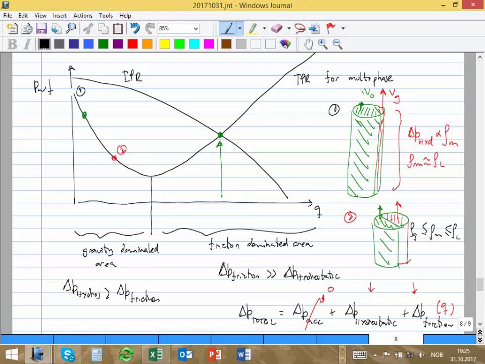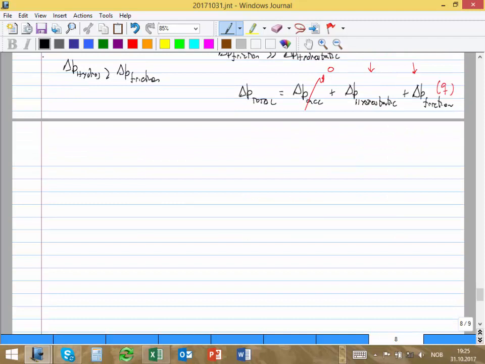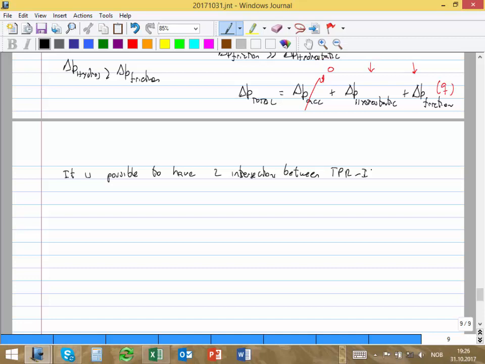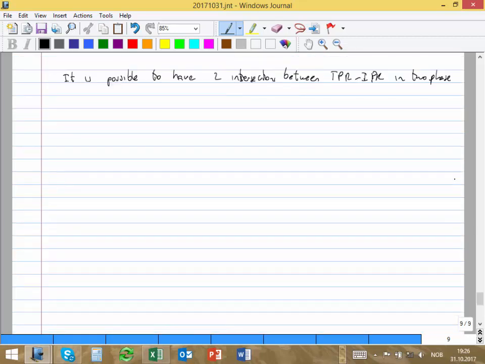And that causes a particular problem. Just to call your attention, it is possible to have two intersections between TPR and IPR in two phase. And that's something that really causes a lot of problems.